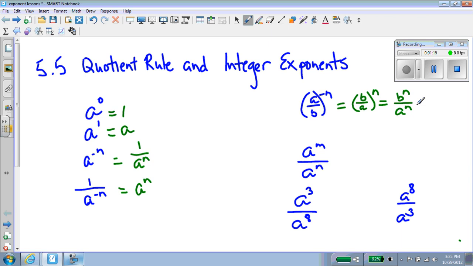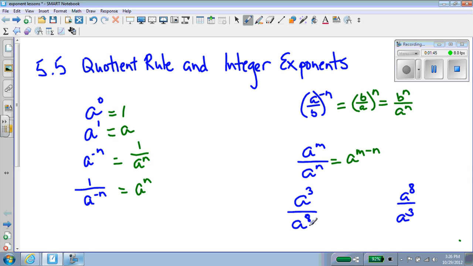What about the same base in a division problem? So a to the m divided by a to the n. This is a to the m minus n power. Just like when we have the same base in a multiplication problem, we add our exponents, when we have the same base in a division problem, we subtract our exponents.